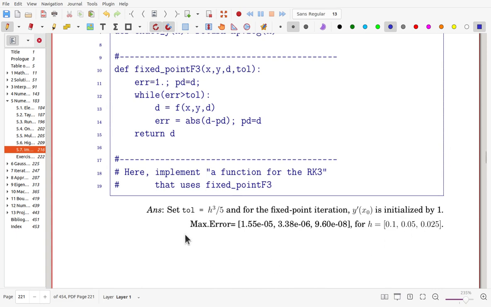In this case, the maximum error becomes like that for h equal to 0.1, 0.05, and 0.025. You can finish the implementation. Also, it can be a good project, in fact, a small project. Okay. That's the end of the section.